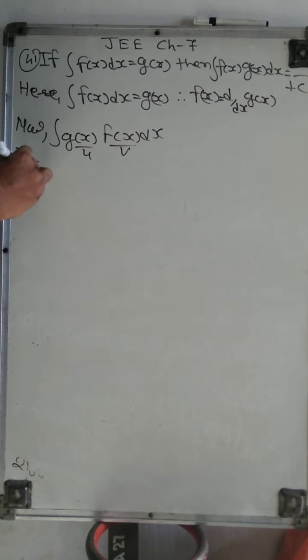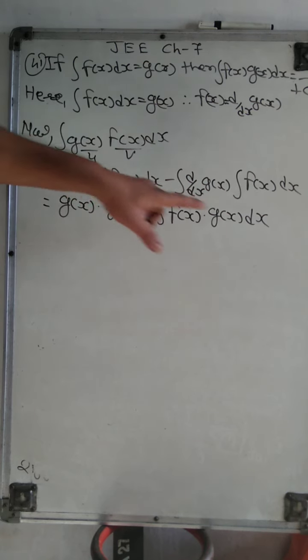So this is I. First as it is, integration of second, minus integration of derivative of first, integration of second as it is, right? So we have gx, and integration of fx dx is gx, minus here d upon dx of gx is what? It is fx into gx dx, right? Now again we have the same I, so this is I.